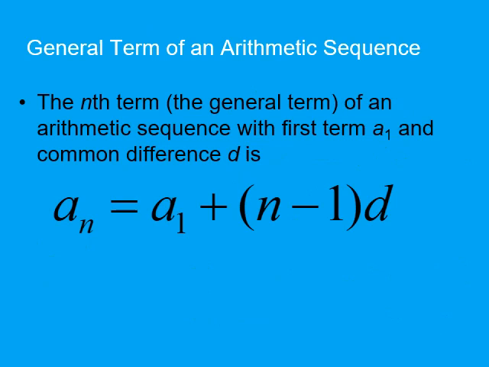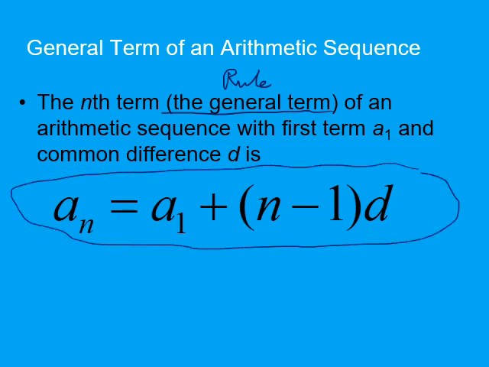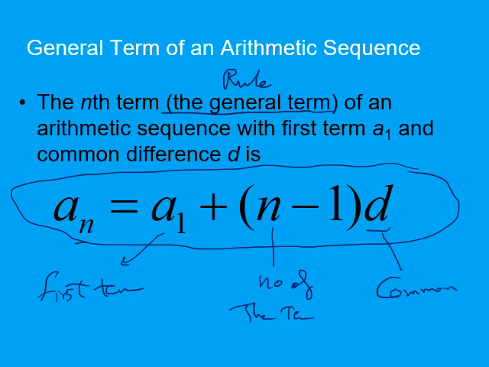General term of an arithmetic sequence, and how we can define a general term or a general rule to find the term in an arithmetic sequence. The general term is equal to the first term plus n, the number of the term, minus 1, multiplied by d, and d is the common difference.